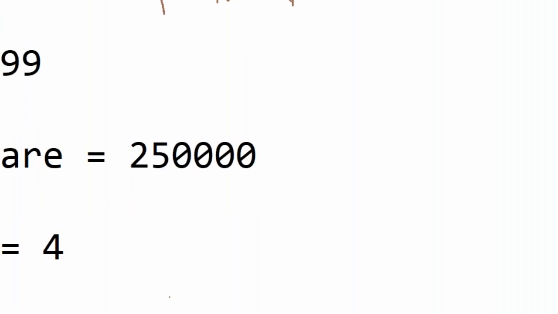For example, 724 is the number. So what is the last digit of the given number? 724. What is the last digit? Units digit. 4.